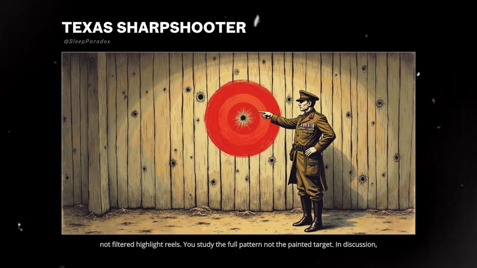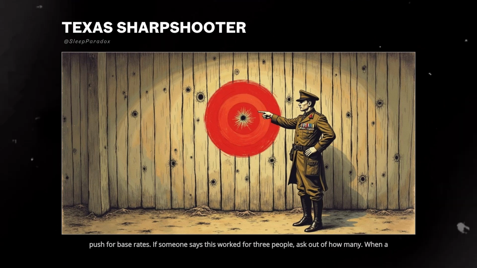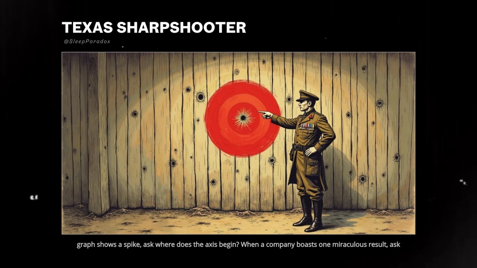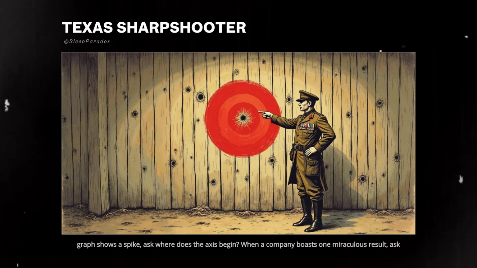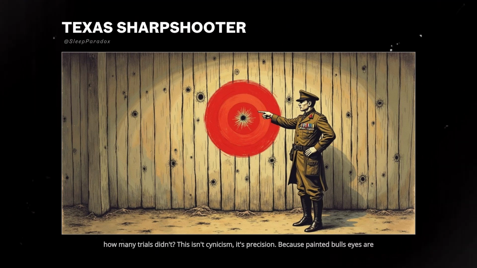In discussion, push for base rates. If someone says, this worked for 3 people, ask, out of how many? When a graph shows a spike, ask, where does the axis begin? When a company boasts one miraculous result, ask, how many trials didn't? This isn't cynicism, it's precision.